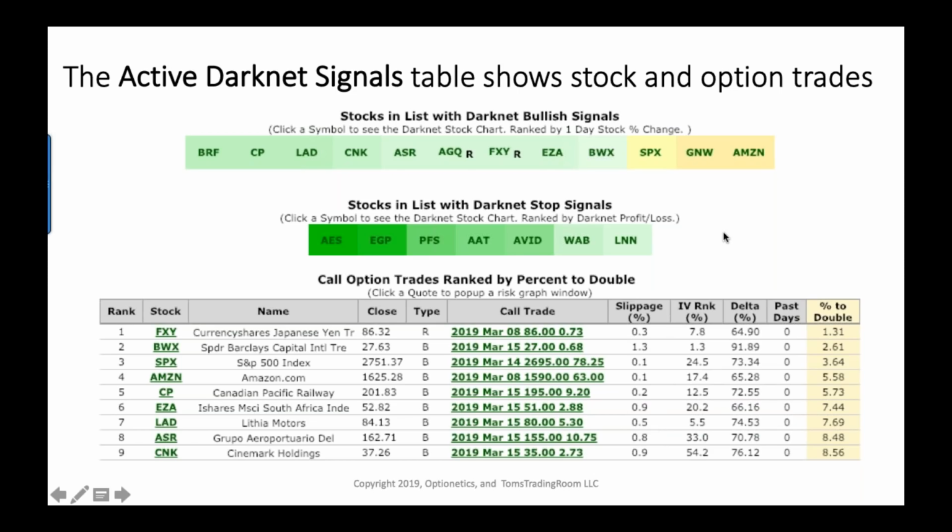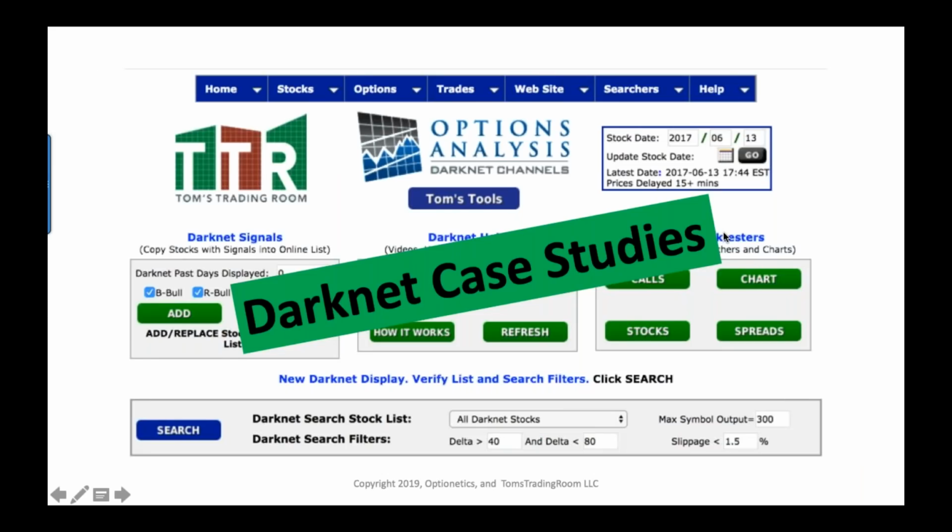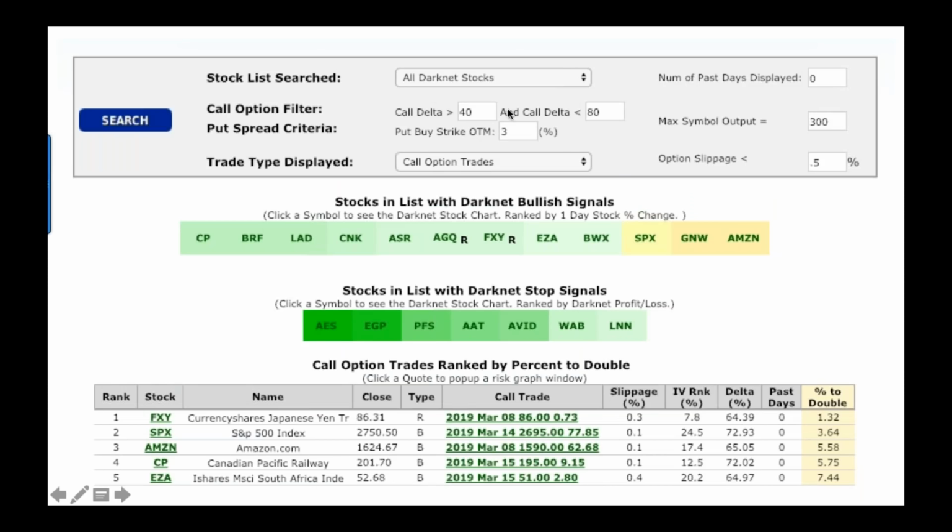So what I'm going to do is look at some case studies. And the way that I set this up is, here's my case studies. Up here, and I didn't show this in that slide before, let's look at call option trades that have option slippage that is less than 0.5. And guess what? I stripped them all out to where we're only looking at 5 right now. So we have FXY, SPX, Amazon, CP, and EZA.